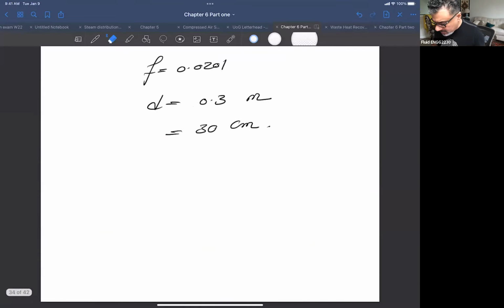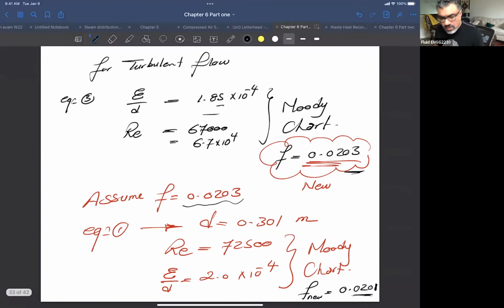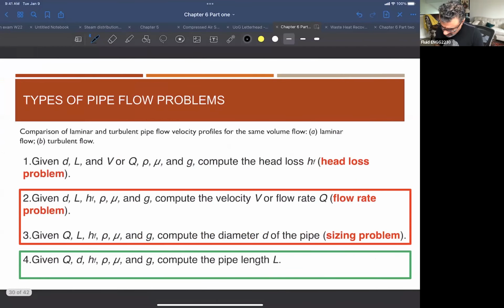Okay, so basically, this is the second type of problem where you don't have the diameter, and it's going to be the same as when you have a similar problem, and now you don't have, for example, the velocity. You have the flow rate, right? But you don't have the diameter. That means you are missing the friction factor. Here you see you have Q, L, H losses, mu, compared to the diameter sizing problem.